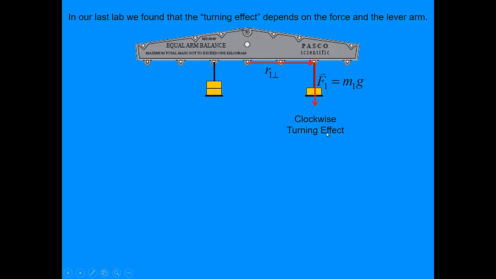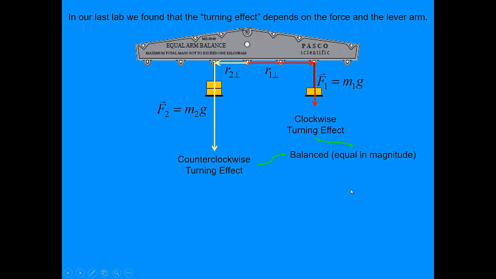And that was a clockwise turning effect, because if it was the only thing it would make it rotate clockwise. Over here is the second lever arm and the second force of gravity, a bigger force of gravity because there's more mass here than here, so it weighs more. And this is a counterclockwise turning effect because it would make it rotate counterclockwise. So different directions on these. And these were, of course, balanced, equal in magnitude.